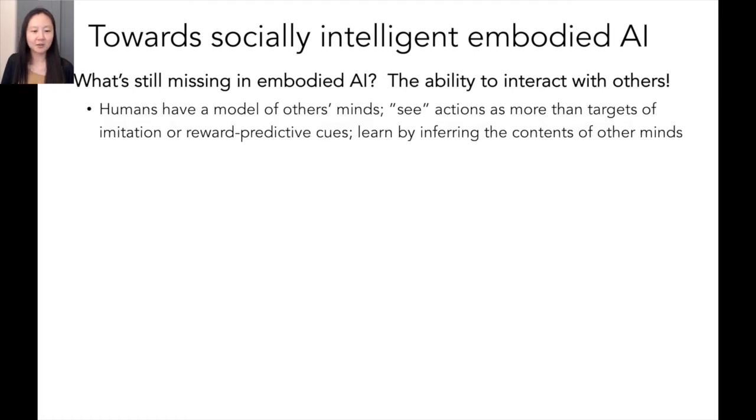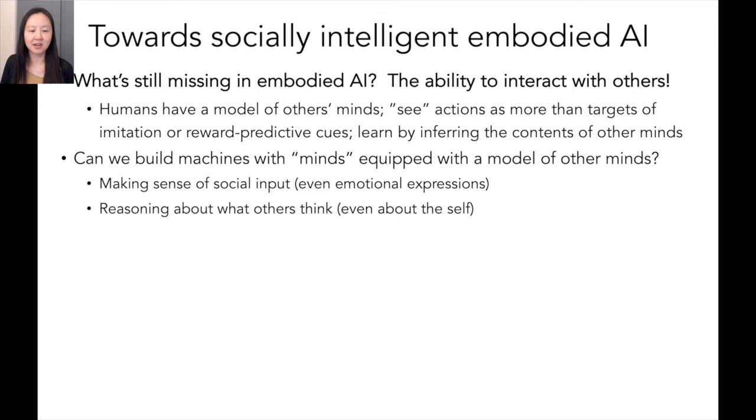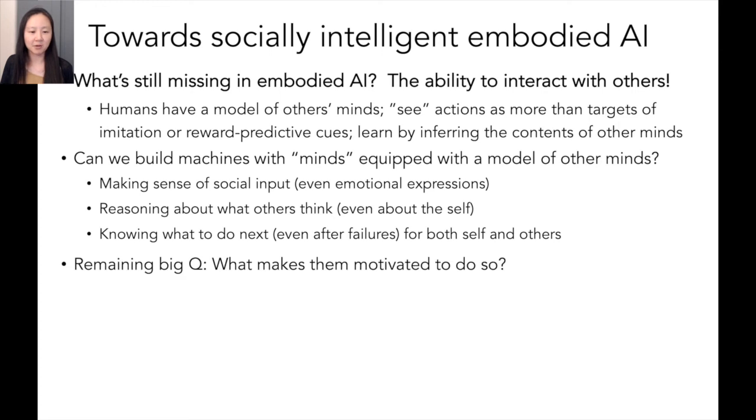As I said, humans have a model of others' minds. They see actions as more than targets of imitation or reward predictive cues, and they learn through inferences about contents of other minds. So can we build machines with minds that are equipped with a model of others' minds, so that they can make sense of the social input, even from emotional expressions, reason about what others think, even about the self, knowing what to do next, even after failures for both self and others? And of course, the remaining question is what makes them motivated to do so?